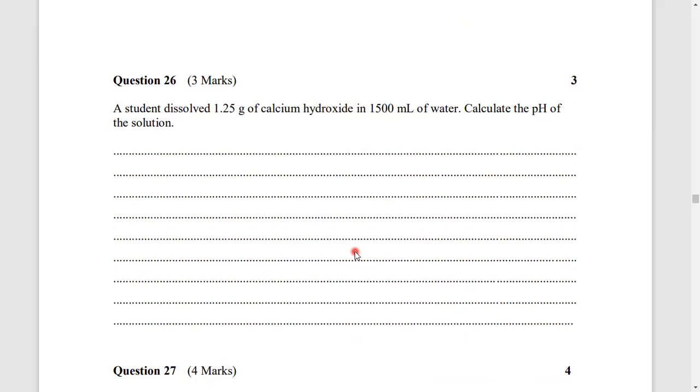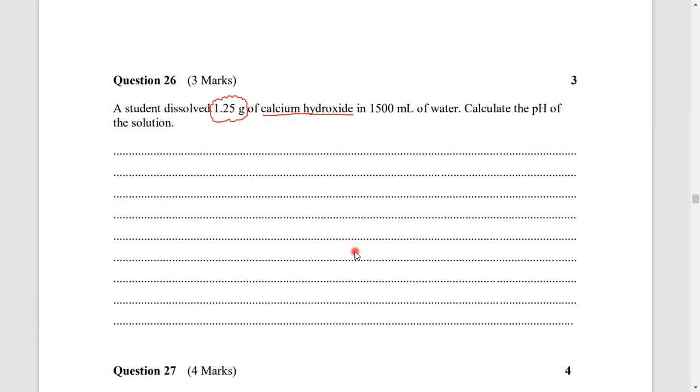So this question has told us that we've dissolved 1.25 grams of calcium hydroxide in 1.5 liters of solution of water. You want to calculate the pH of the solution. Now, given it's calcium hydroxide, which has marginal solubility, I'm a little doubtful if we can actually dissolve 1.25 grams in 1.5 liters of water.